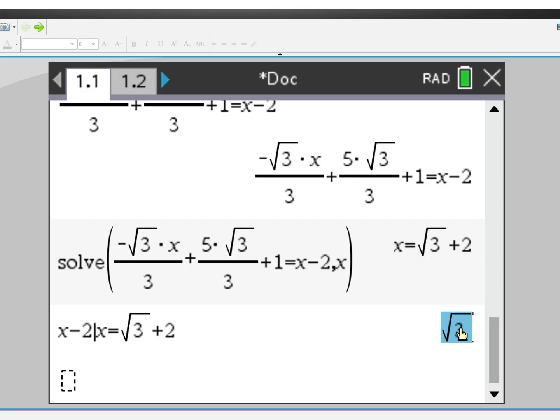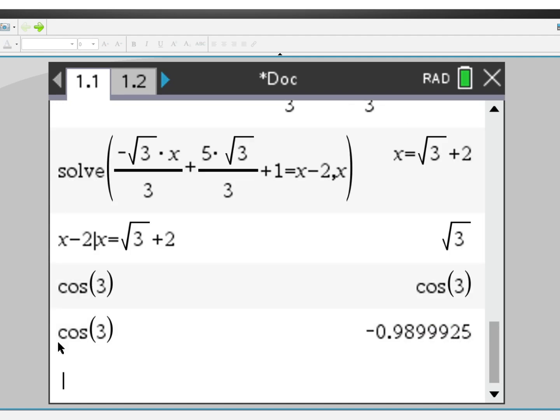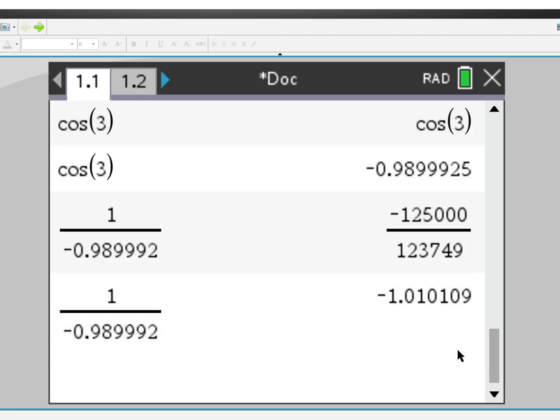I'm going to put these in my calculator and see what the actual values are in decimals. So cos 3 is that, and 1 divided by this value over here is that. So they are really close to each other. Can you see how that's -0.98, and this one's -1. So the gradient of this one's basically -1, and the gradient of this one's also -1. So they're really, really close to each other.